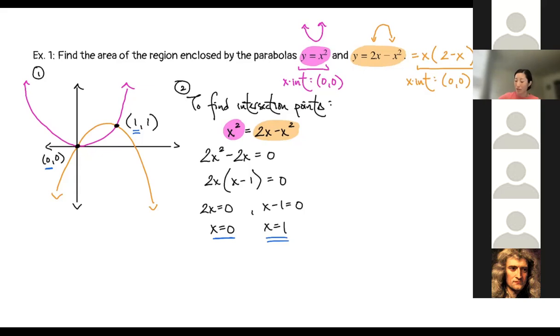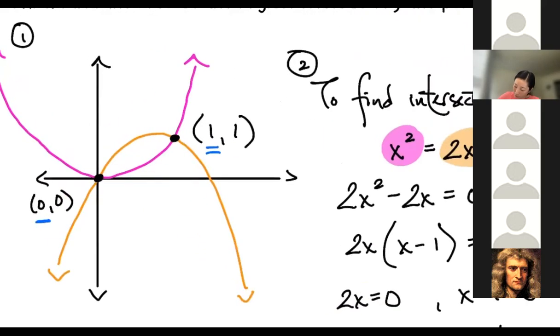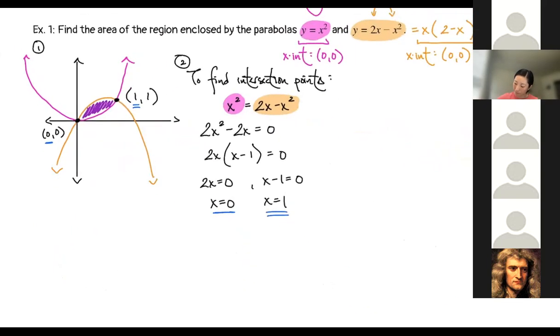Okay, so here's what we found, right? We found the intersection points, but we're looking to find the area, right? We're looking to find this area right here. And so if we think about it, we want to use an integral, but in order to use an integral, we're going to need bounds. We're going to need to know where we start finding the area and where we stop finding the area. Okay. And so now I believe we are finally ready to go ahead and set up our integral. So now this part is the new part.